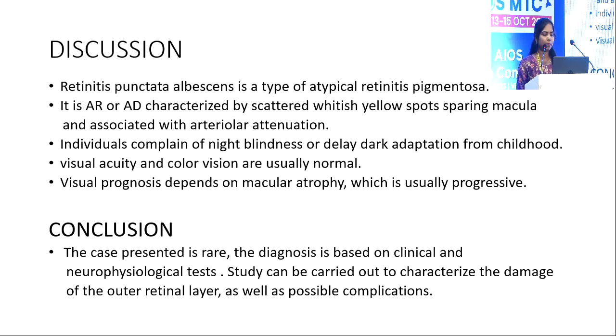Discussion: retinitis punctata albicans is a type of atypical retinitis pigmentosa. It is autosomal recessive and dominant, characterized by scattered whitish yellow spots, sparing the macula, and associated with arteriolar attenuation. Individuals complain of night blindness or delayed dark adaptation from childhood. Visual acuity and color vision are usually normal. Visual prognosis depends on macular atrophy, which is usually progressive.